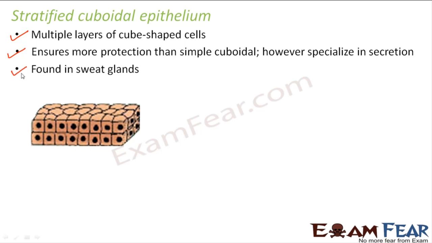Why do we find simple cuboidal epithelium in salivary glands, but stratified cuboidal epithelium in sweat glands? That's because the salivary glands don't need much protection, as they are already present somewhere inside. But the sweat glands are again found in exposed areas. So they need a little more protection. In order to ensure that extra protection, stratified cuboidal epithelium is found in sweat glands.